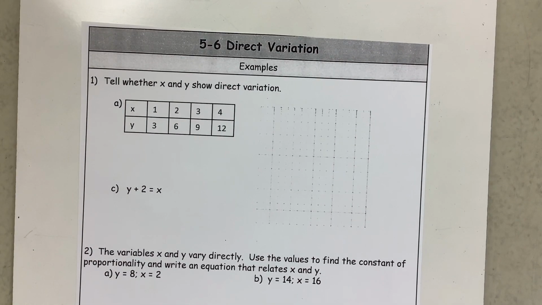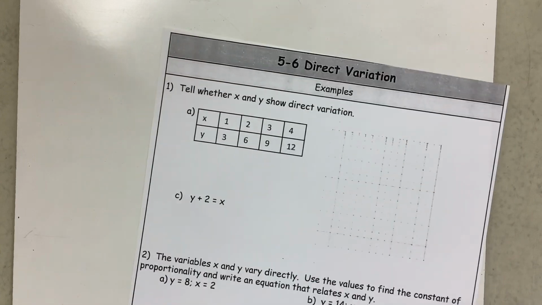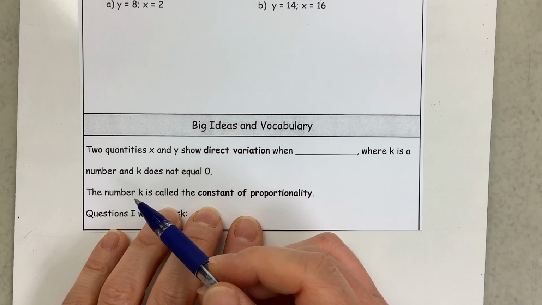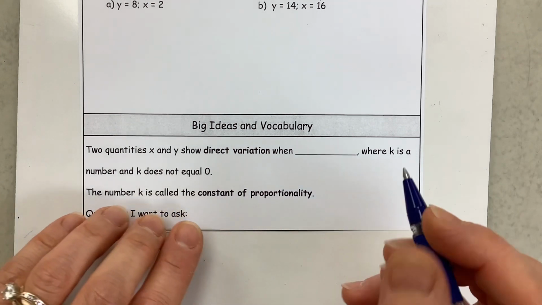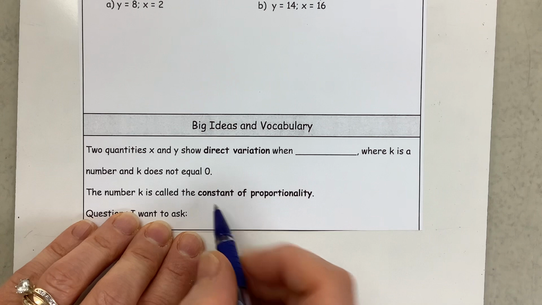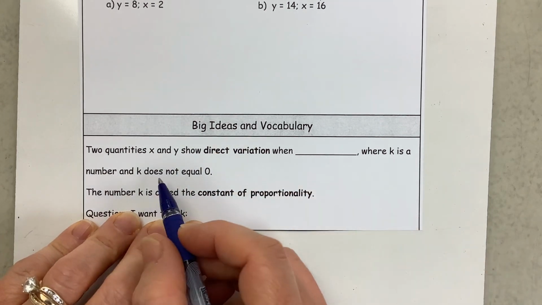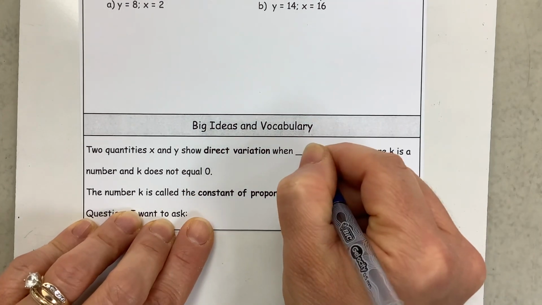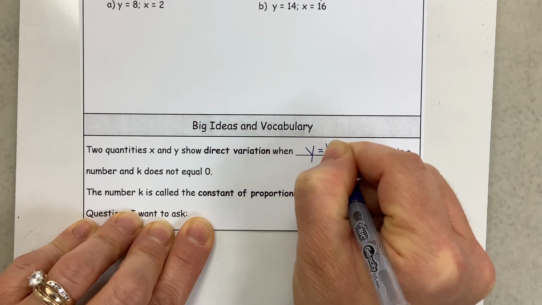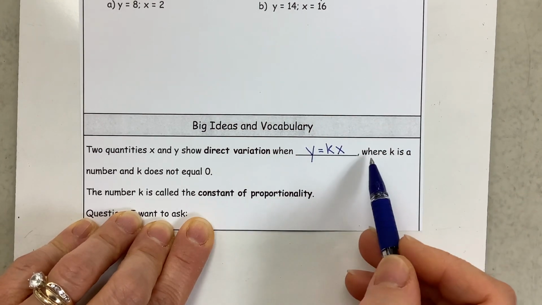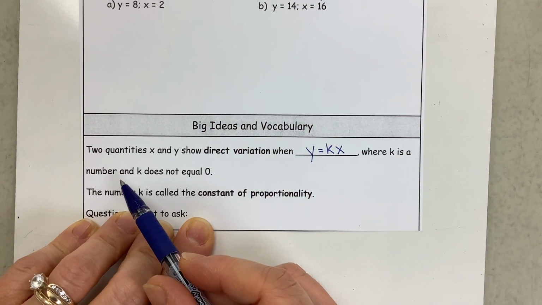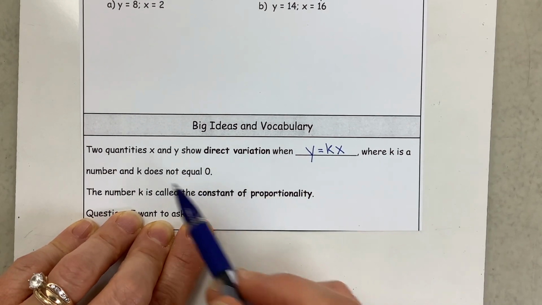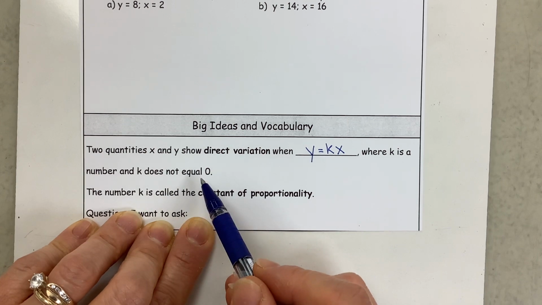When you do direct variation, the key is, and I'm actually going to come down here first, that it passes through the origin. So we're going to say direct variation where k is a number. Two quantities, x and y, show direct variation when y equals k times x. This is where k is a number: 1, 2, 3, 4, 5, -1, -2, -3, -4, -5, half, whatever. But k does not equal 0.